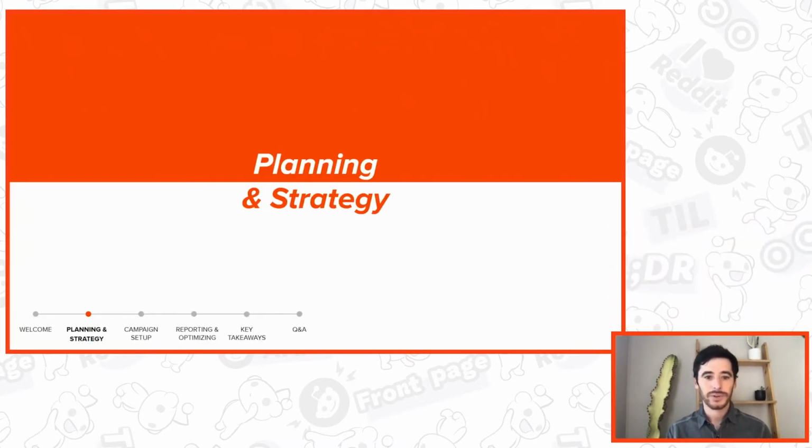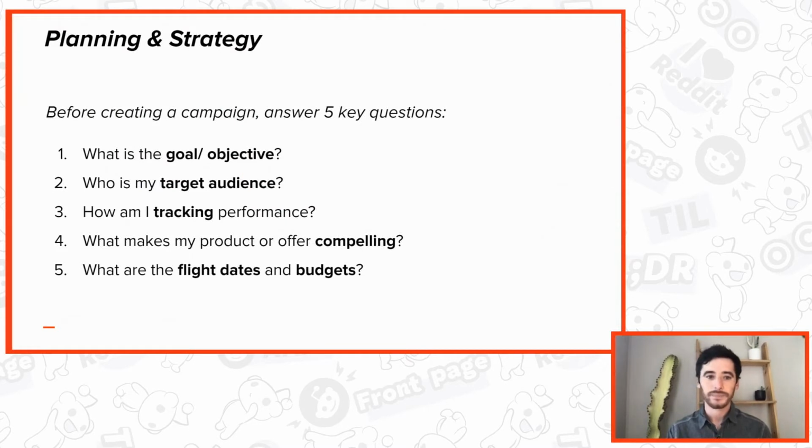So first and foremost, planning and strategy. When you are planning to run a campaign on Reddit, there are 5 key questions you really need to ask yourself before you even start setting up your campaign. So first and most importantly is, what is the goal or objective of the campaign? This is important because it's going to define how you're going to be building out your campaign, how you are ultimately going to be looking at reporting data and optimizing and basically the entire setup from start to finish.